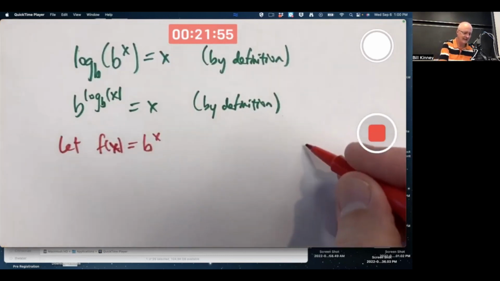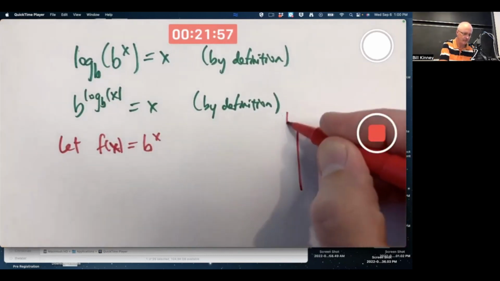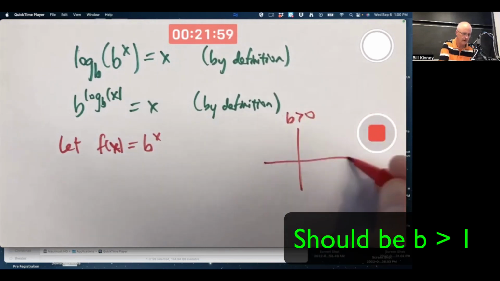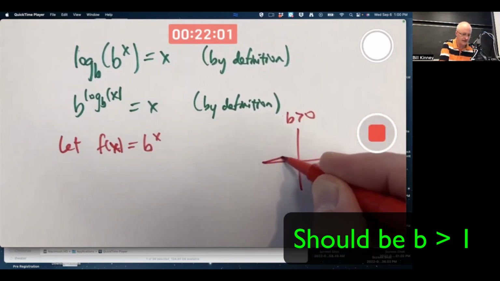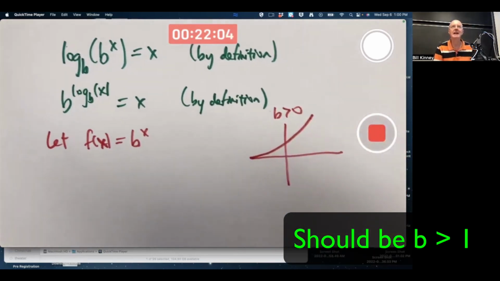If b is positive, the graph of b to the x looks like this. It's increasing and concave up. It's 1 to 1. It passes the horizontal line test. No horizontal line goes through it more than once.